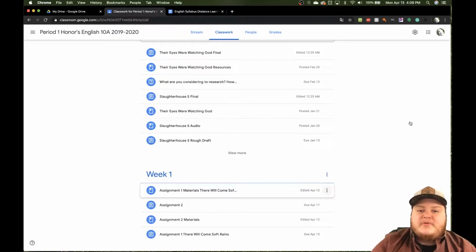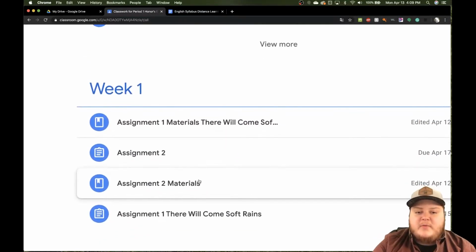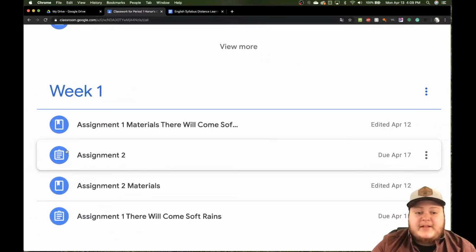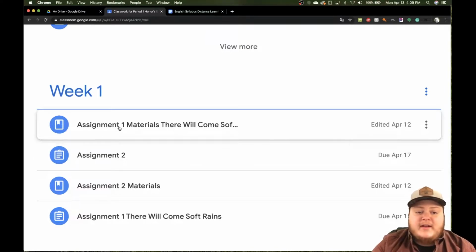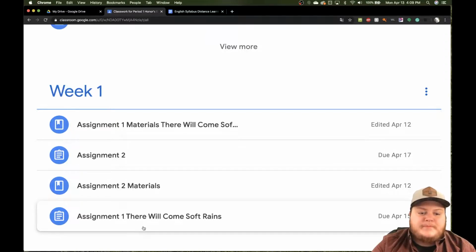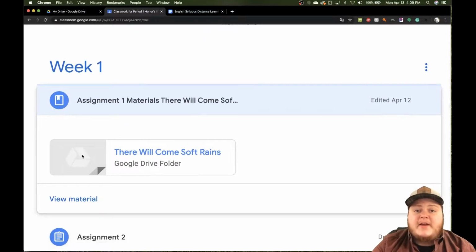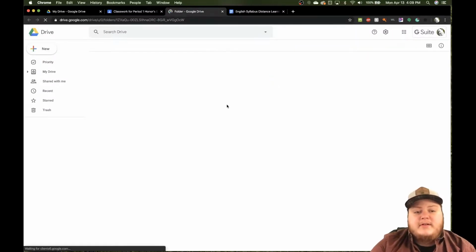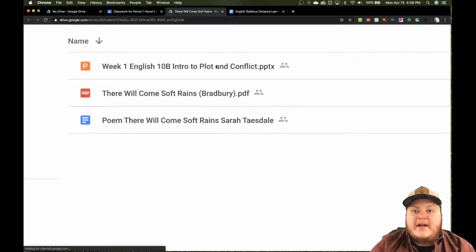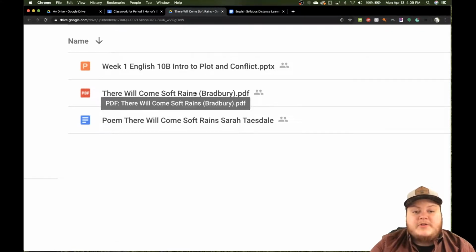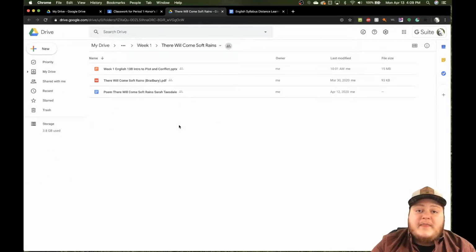And then when you scroll to the very bottom of classwork, here's all the content for week 1. Look at that. And it's broken up into assignments. Assignment 1 and Assignment 1 materials. So for Assignment 1 materials, if you still need it, click on this link right here, open up, and you will have the PowerPoint attached, the short story, and the poem. And that is how you rate it.